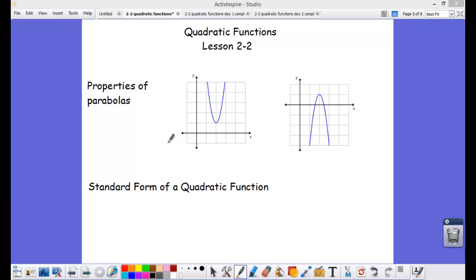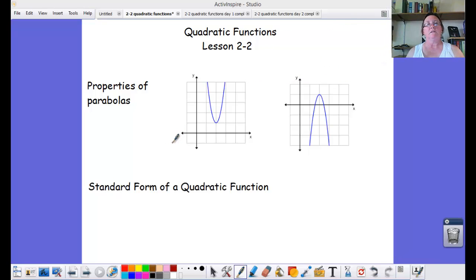Hi, and welcome to our lesson 2.2. Today it's all about the quadratic function. We're going to be talking about basically graphing quadratics. We want to begin with some of the properties of parabolas that you will remember.